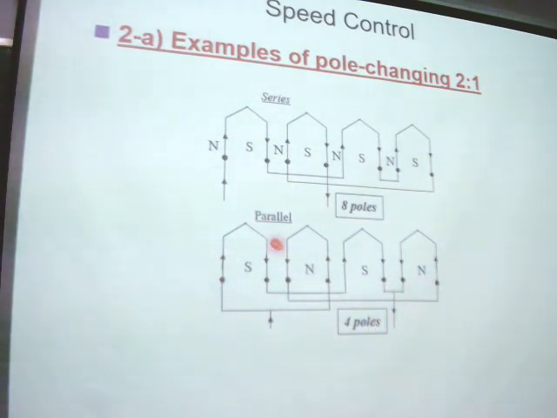The current flowing in the wires is different. So the flux, the magnetic field, is different. So it has only 4 poles. The only difference is series and parallel. It can change from 8 poles to 4 poles. Maybe with another method, you can change the 4 poles to 2 poles. But it's complicated.